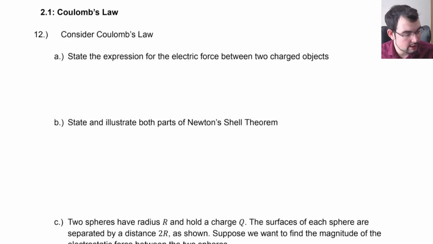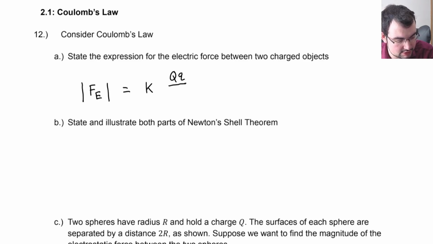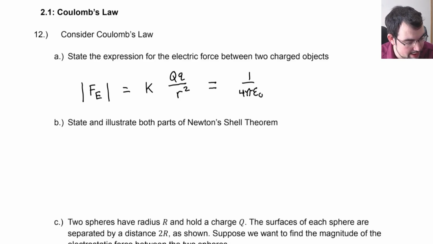So to start, what's the electric force between two charged objects? Well, of course, that magnitude is given by Coulomb's law. So the electric force is just going to be the Coulomb constant times the product of the charges divided by the center to center distance squared, which will come up shortly. And if for whatever reason you don't like the Coulomb constant K, you can also write it in terms of the permittivity of free space, epsilon 0.